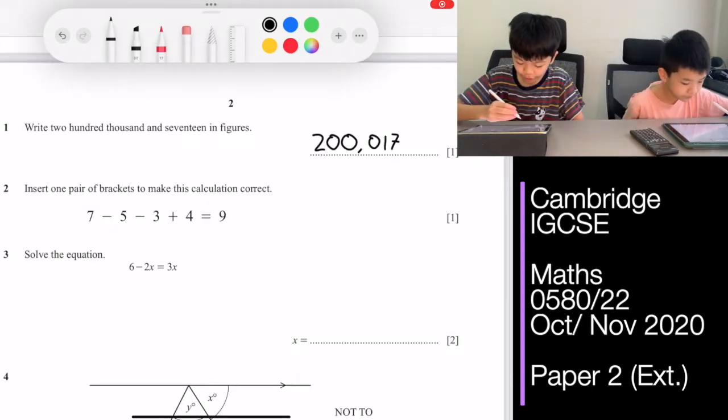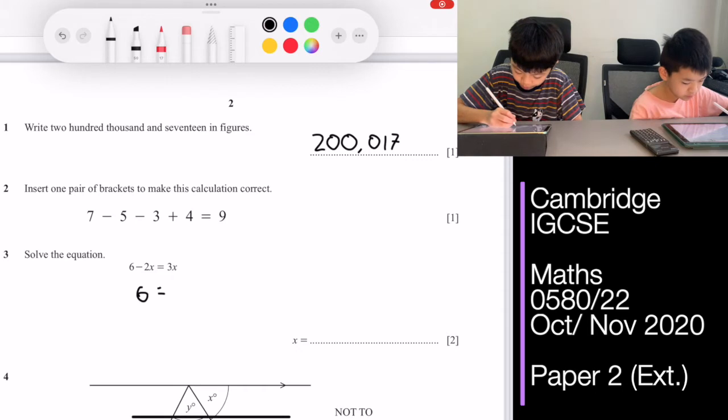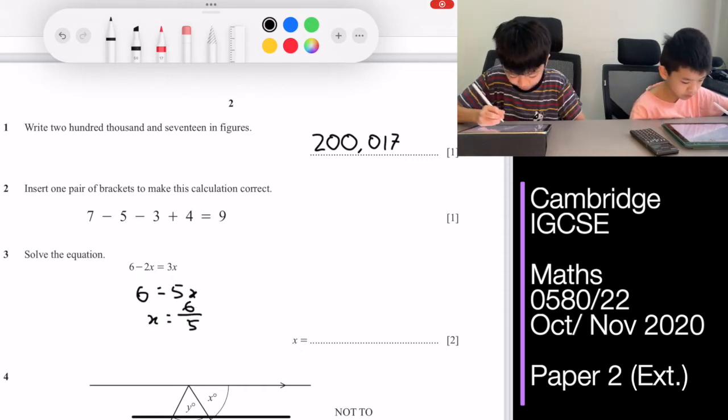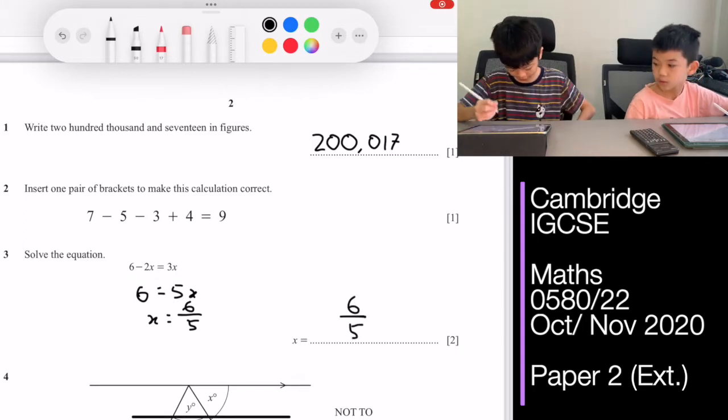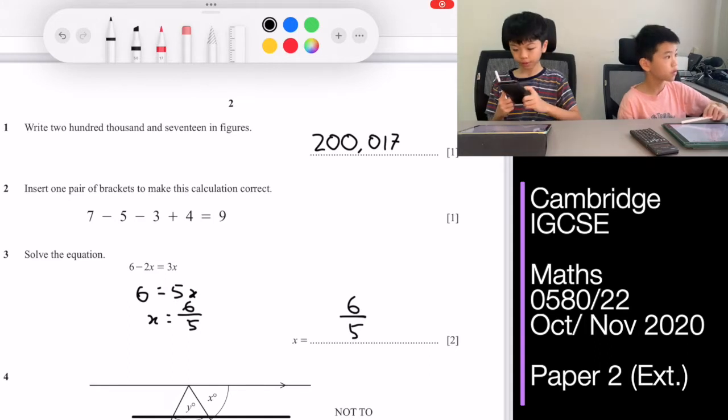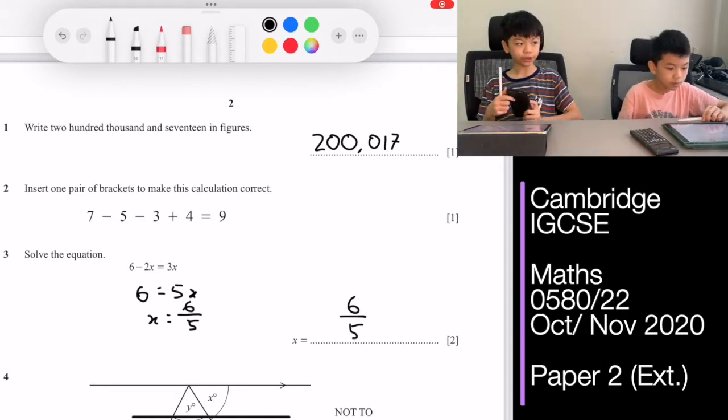3, solve the equation. So 6 equals 5x and x equals 6 over 5. 6 over 5. What's 6 over 5? Which would be 1.2.